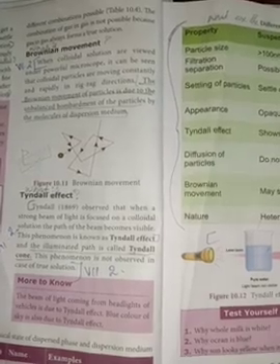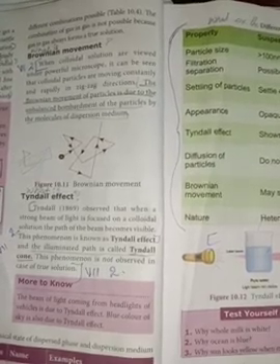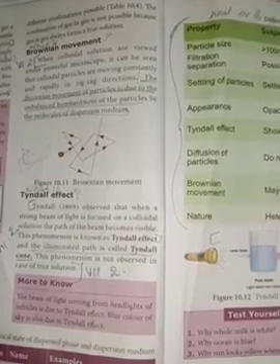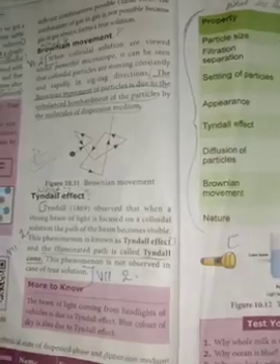The dust particles scatter the light present in the gas, and they move constantly here and there due to collisions. That's the best example. Now mark this question: Roman number 7, 2. A very, very important question: Tyndall effect and Brownian movement.